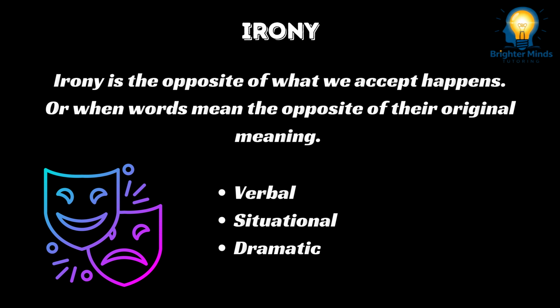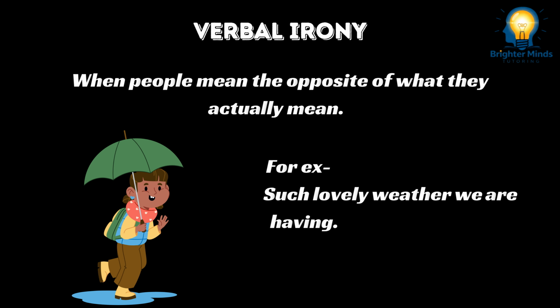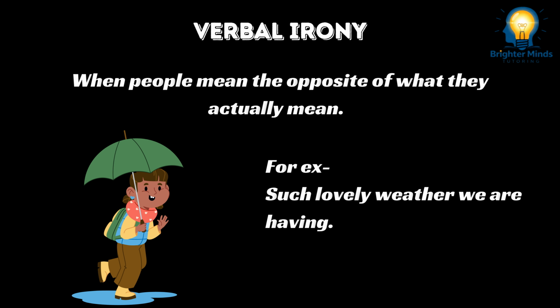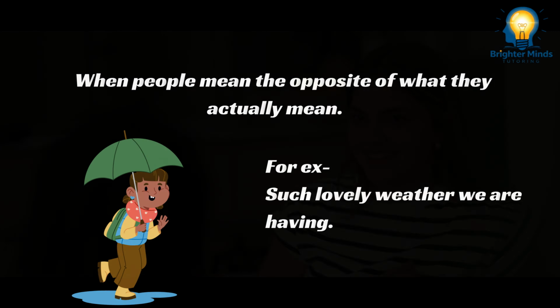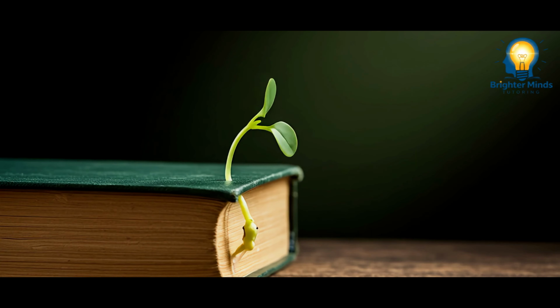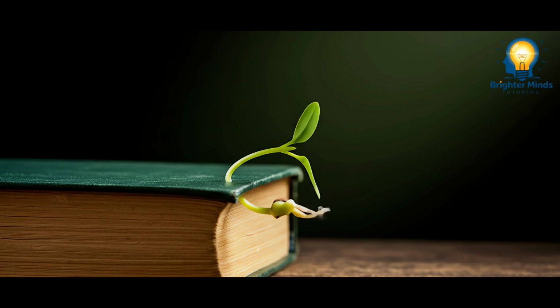Irony is when the opposite of what you expect happens, or when words mean the opposite of their original meaning. Now, irony has three parts, which are known as verbal, situational, and dramatic irony. Let's discuss verbal irony. Verbal irony is when someone says the opposite of what they mean, often used for humor, sarcasm, or emphasis. For example, on a stormy day, someone says, "Such a lovely weather we're having." The literal words are positive, but the actual situation is the opposite. Verbal irony is common in everyday conversation and in literature for sarcasm or a witty effect.